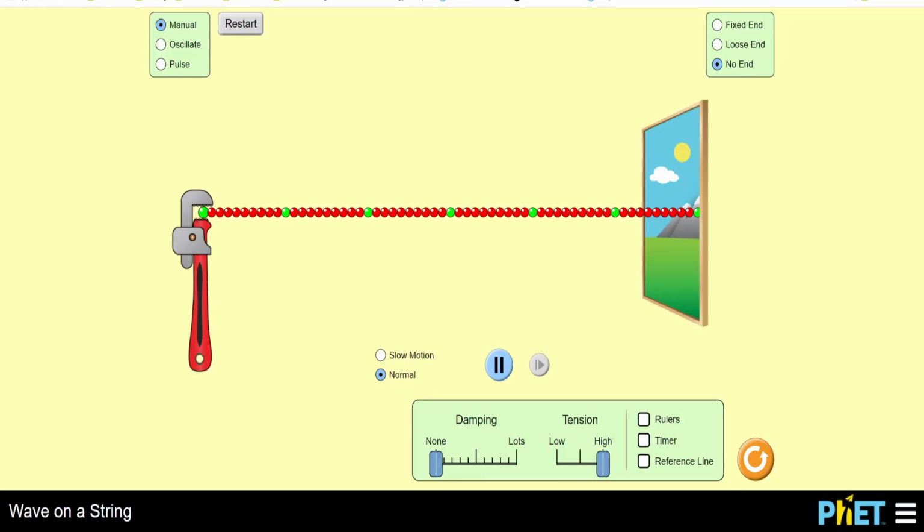Specifically today we're going to start talking about terminology so that when we talk about waves and do experiments with waves going forward, we can use the appropriate terminology for our experiments. So to start, let's start with what is a wave.